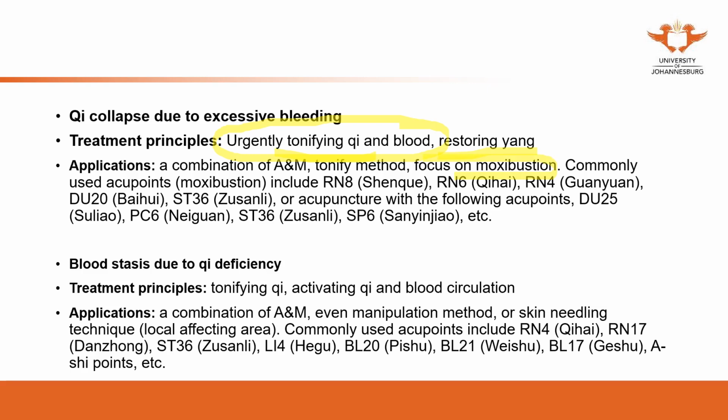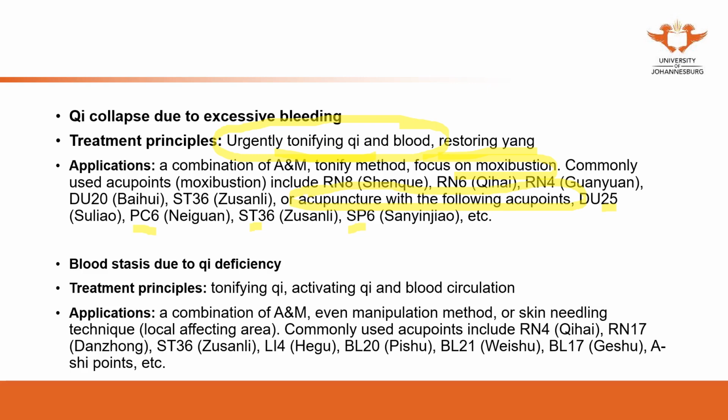We can use Ren 8, Ren 6, Ren 4, Du 20, Stomach 36, depending on the situation. If in an urgent stage or emergency, such as unconsciousness, you use acupuncture: Du 25, Pericardium 6, Stomach 36, Spleen 6. So for bleeding, tonifying qi is very important, especially for excess bleeding. Firstly, stop bleeding and tonify the qi. When tonifying the qi with acupuncture, we focus on moxibustion.